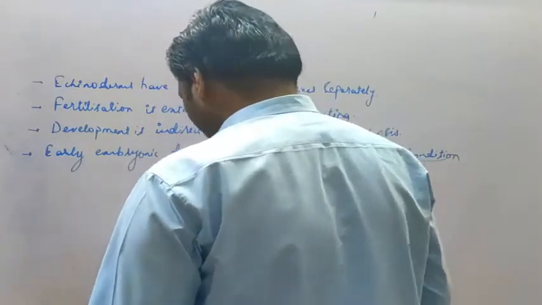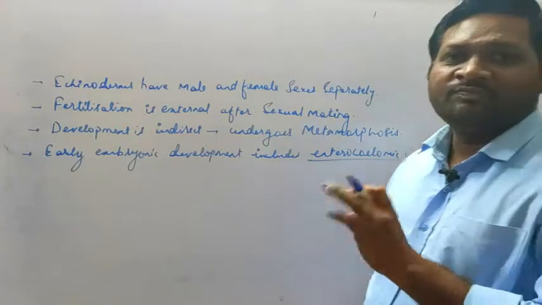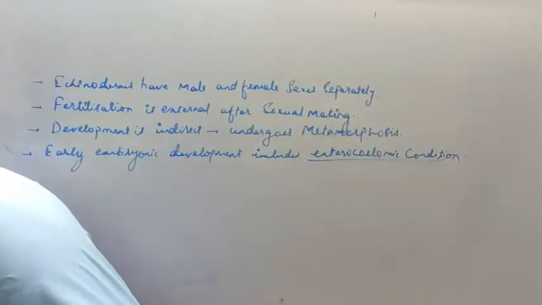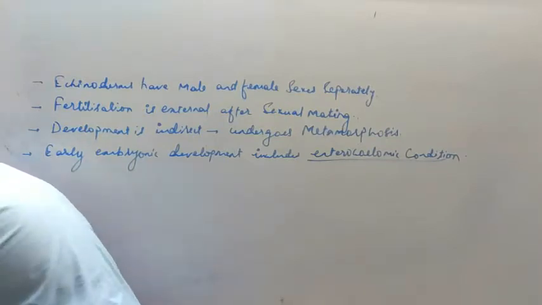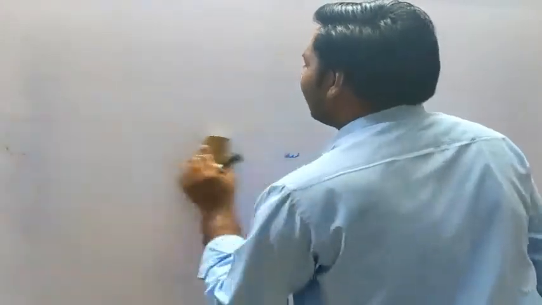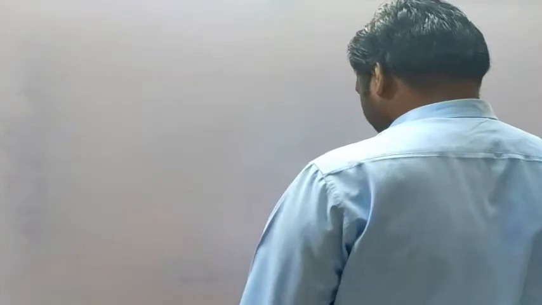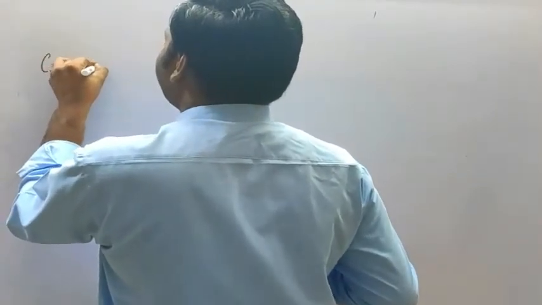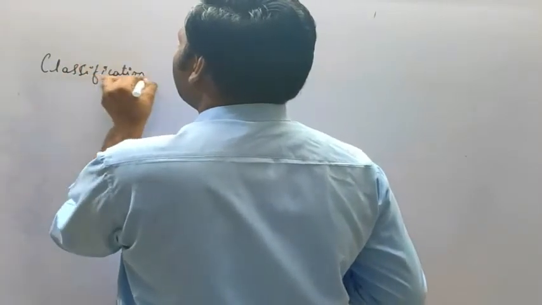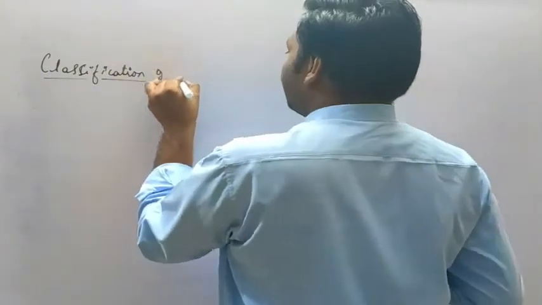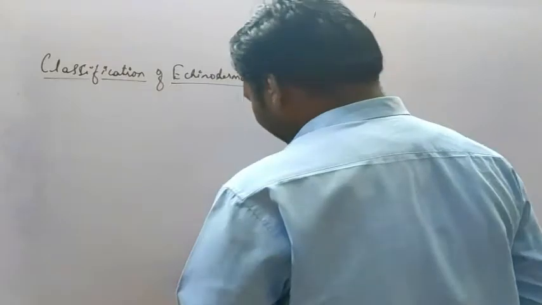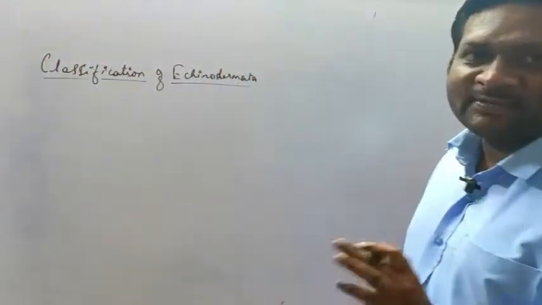So next, these are certain extra characteristic features of the phylum Echinoderm. Now let's see the classification of the phylum Echinodermata. There are five different classes of the phylum Echinodermata. So let's see the classification: the phylum Echinodermata has been classified into five different classes.